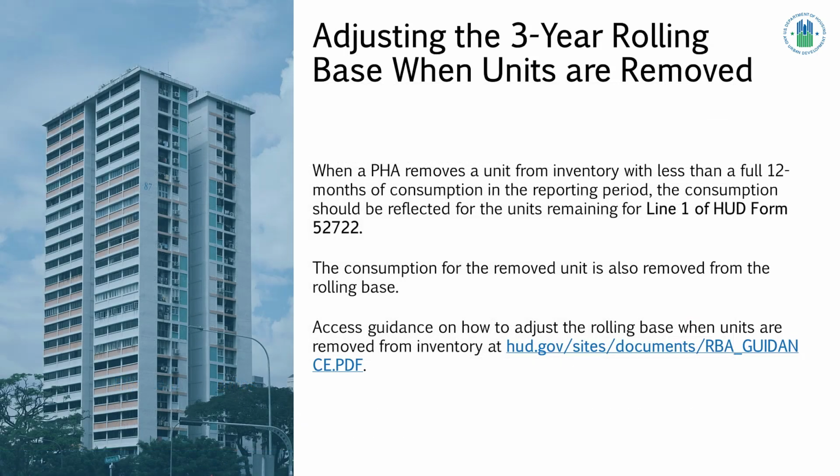Since HUD is basing our subsidy from the reporting period and they compare it to the 3-year rolling base, we have to adjust for anomalies, and we have to adjust for any increases or decreases in units. So when a PHA removes a unit from inventory, we have to go back into the 3-year rolling base and make it comparable. So if 100 units got removed this year, we've got to go back to the 3-year rolling base and figure out how much consumption we need to remove for those 100 units. Guidance on how to adjust the rolling base can be found on this link on slide 30.